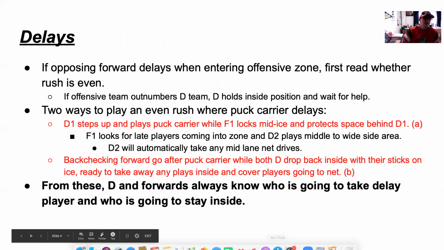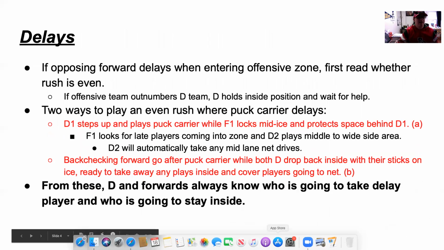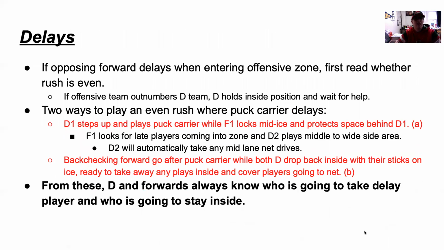Okay. And if the opposing forward delays when entering the offensive zone, first read whether the rush is even. And if the offensive team outnumbers the D team, the D holds inside position and wait for help. So 2 ways to play an even rush where puck carrier delays. Okay. Number 1 is D1 steps up and plays the puck carrier while F1 locks mid-ice and protects the space behind D1, which is on diagram A.